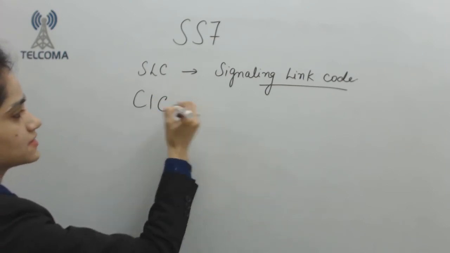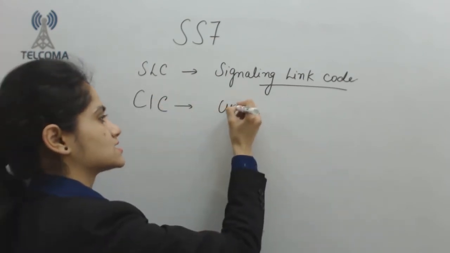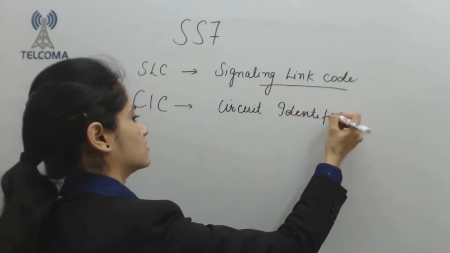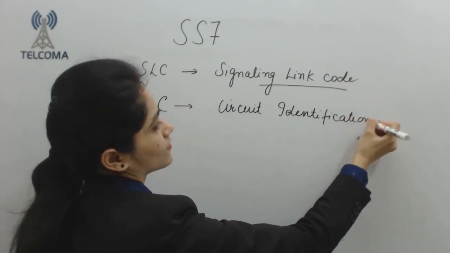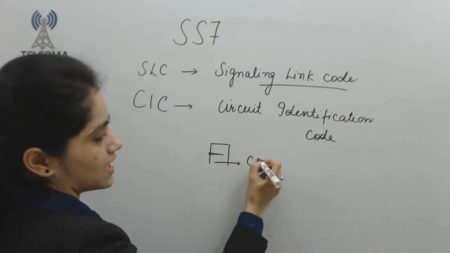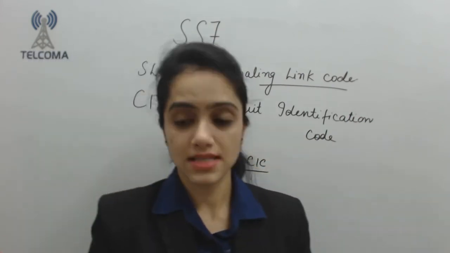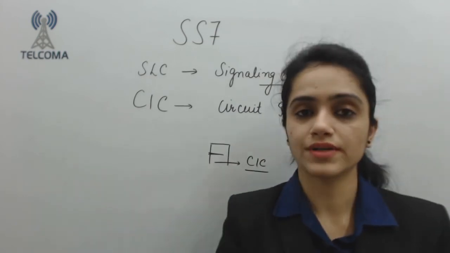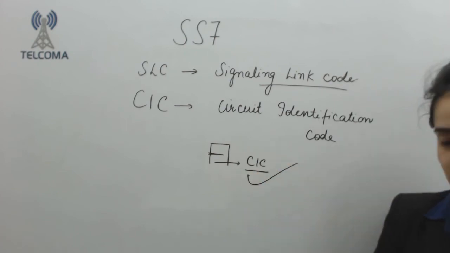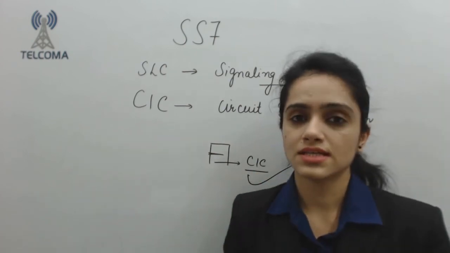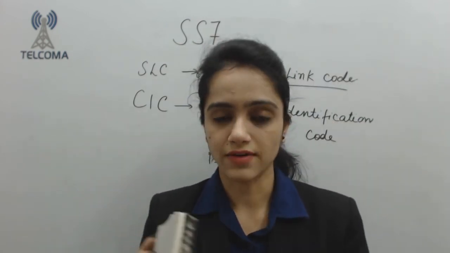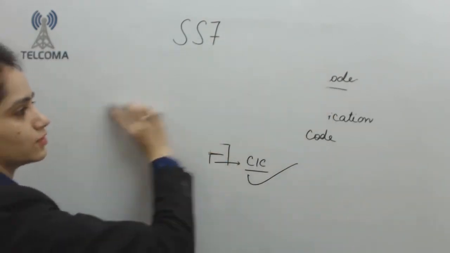Other than this, we have CIC, which is circuit identification code. The identification digit given to a particular circuit is its own CIC. That means CIC is the code which is given to a particular circuit, represented as CIC, circuit identification code. These are the various entities and terms which are used in the SS7 architecture that we have discussed today, with its nodes and the various links together.